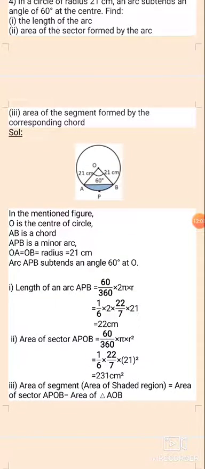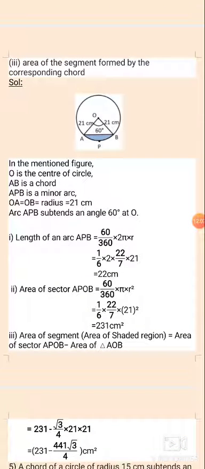Now the last one, area of the segment formed by the corresponding chord. So segment is equal to area of the sector minus area of the triangle. The area of the sector is 231 minus area of the triangle. Since it is an equilateral triangle, root 3 by 4 into 21 into 21, where the side a is 21. Now which is equal to 231 minus 441 by 4 into root 3 centimeter square.